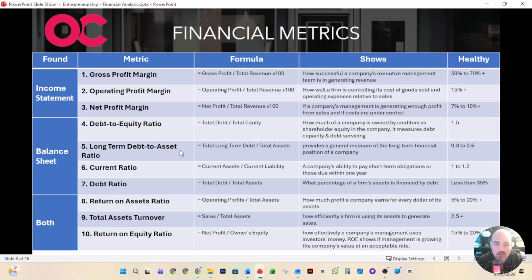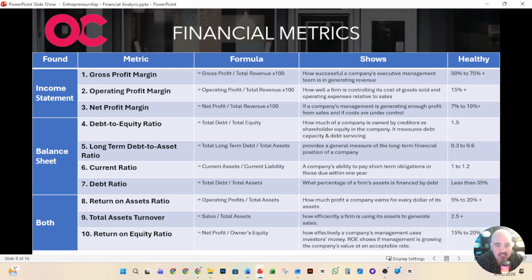Next one is our long-term debt to asset ratio: our total long-term debt divided by our total assets. We talked about the ability to pay off things in the short term, but this is going to tell us about the long term. Do we actually have the assets, the money, to be able to survive in the long term? That's what the long-term debt to asset ratio is going to show us.